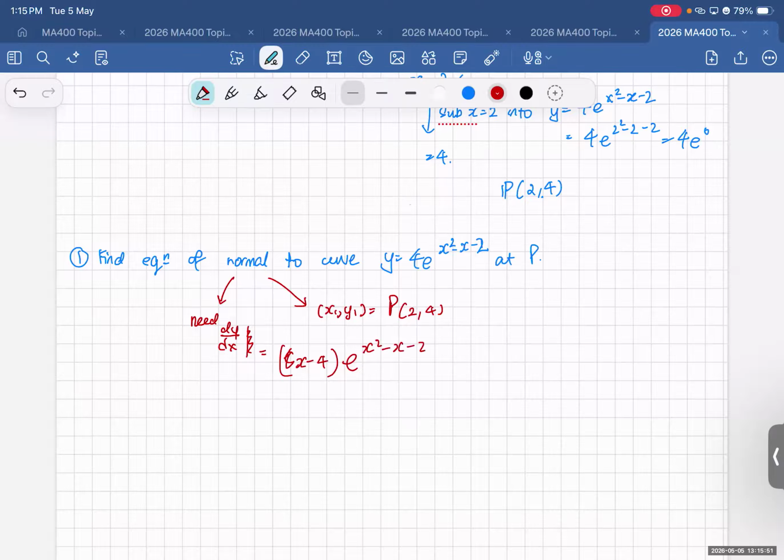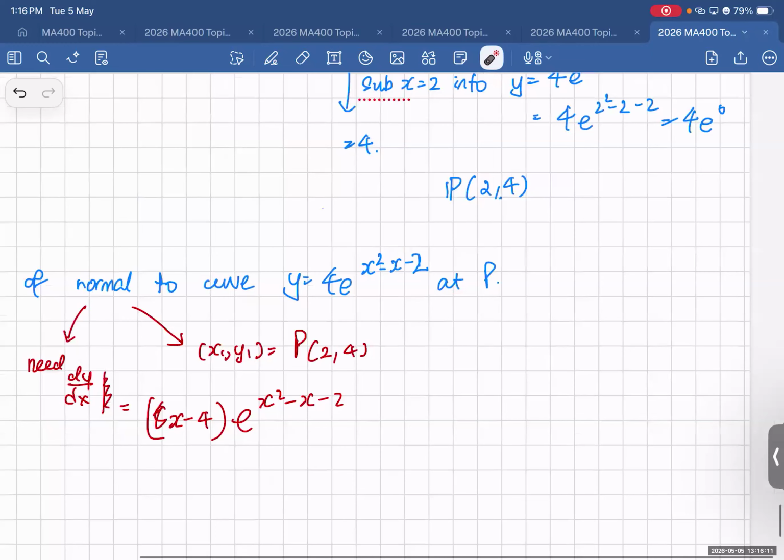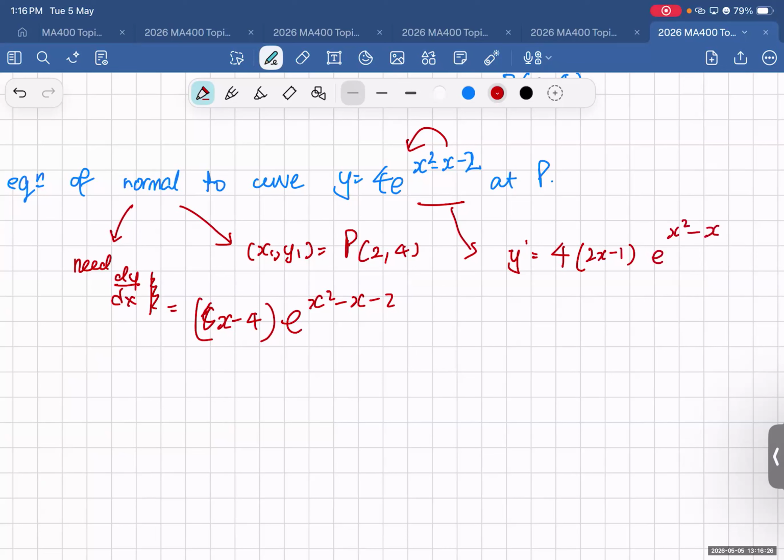Well done, Bias. Good job. Bias has been answering actively at the front. Why? Because when you differentiate, you bring the power to the front. I feel like I haven't convinced you, so let me show it. y prime, you differentiate, 4 goes to the front, and this is 2x minus 1 multiplied by x squared minus x minus 2.